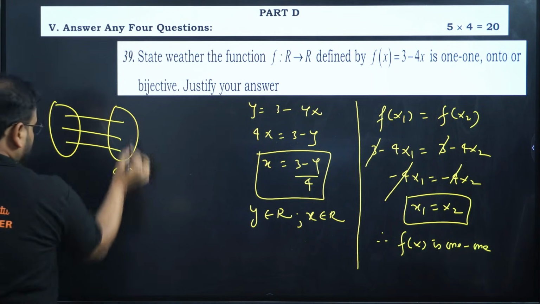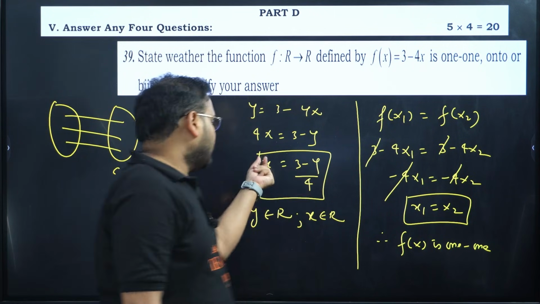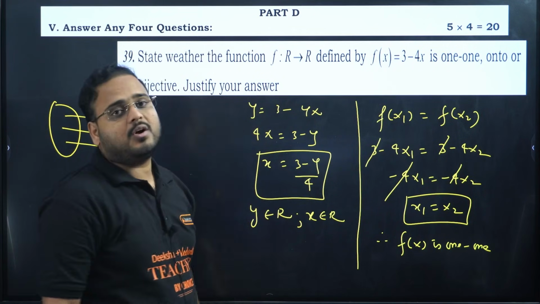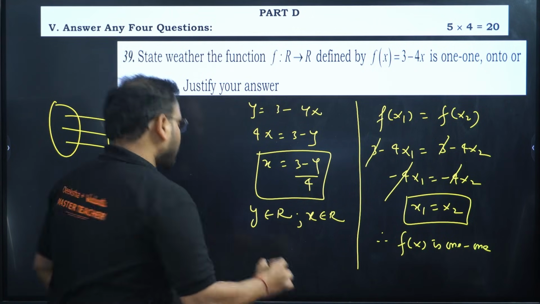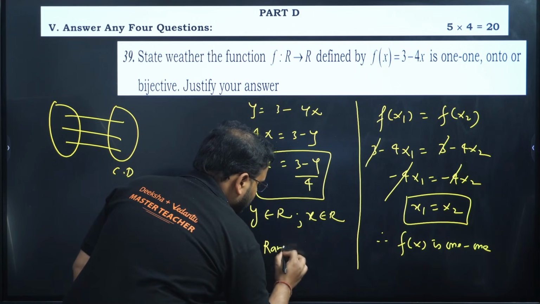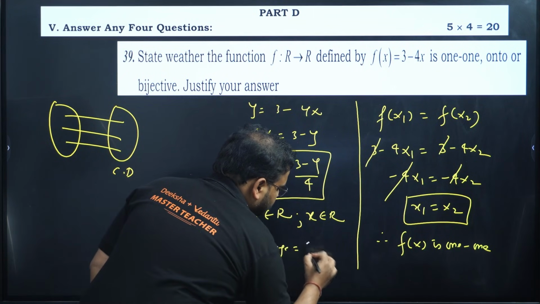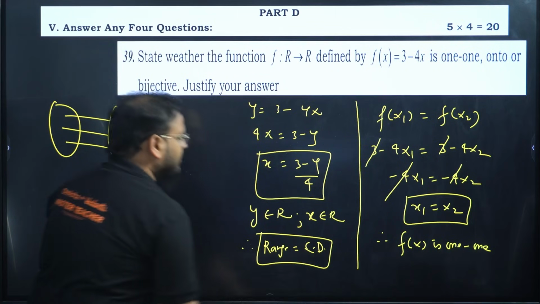There's none of the elements in this left out, right? For every value in y, the corresponding x is in the domain, all real. So for all real y, x is always all real. What it means is that your range is equal to the codomain. How come, sir? I explained to you with the mapping also.